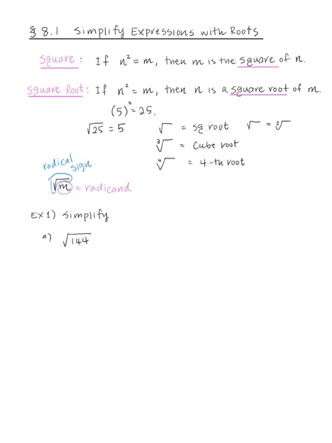Let's do some examples. Example 1, simplify part A, square root of 144. Basically this is asking you, square of what number gives 144? So this little question mark is going to be the answer for the square root of 144. Can you guys think of any number? How about 12 squared? Do you notice that 12 squared gives 144? Therefore, square root of 144 is just 12.